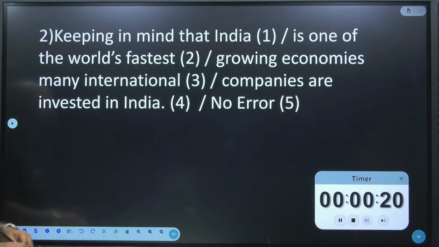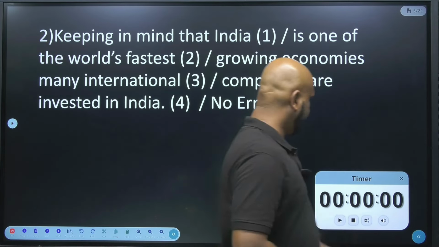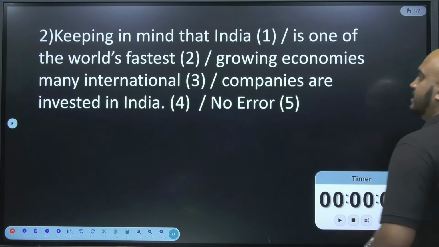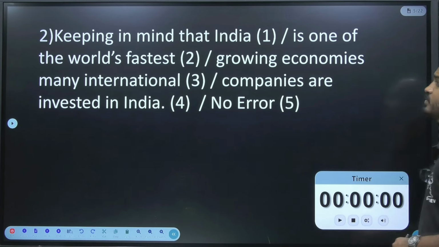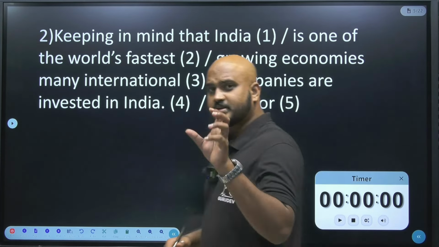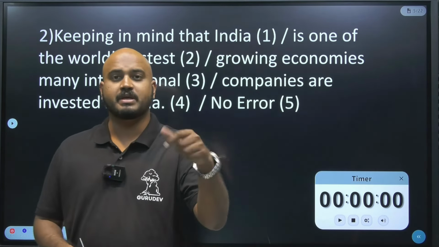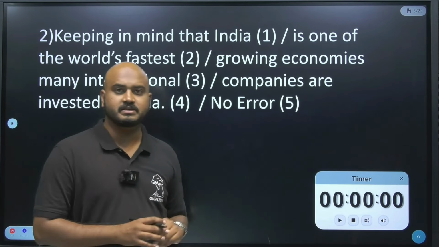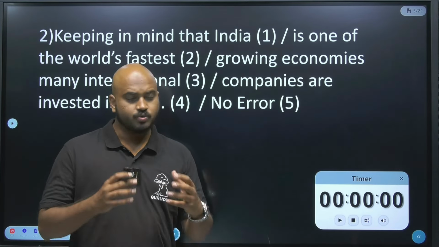All right, time's up. Let's discuss what is the error here. Keeping in mind that India is one of the world's fastest growing economies, many international companies are invested in India. Understand the scenario of the sentence, and that is very important. And actually, it is a tense based error detection. And what do I mean by that?